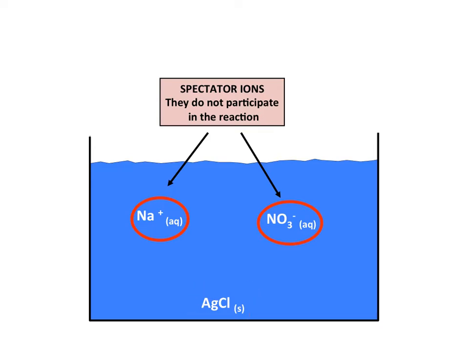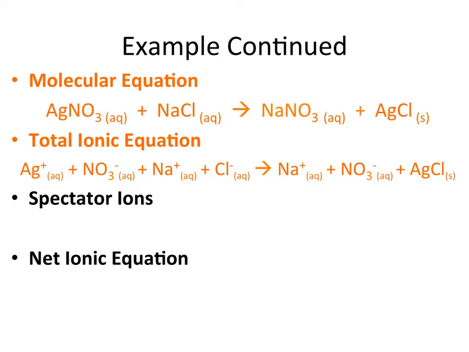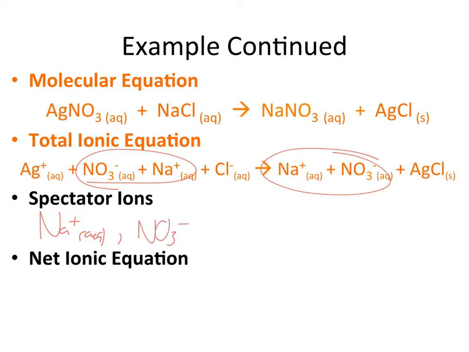it's insoluble, and so it forms a solid precipitate. As we can see from this total ionic equation of the reaction, we have sodium and nitrate ion on both sides. They don't change their form. Ag+ went from aqueous and Cl- went from aqueous to AgCl, which is a solid. So we can actually highlight these. These are our spectator ions. Our spectator ions in this case are Na+ aqueous and NO3- aqueous.